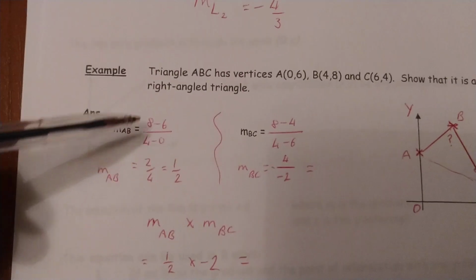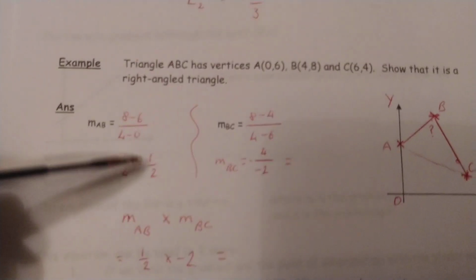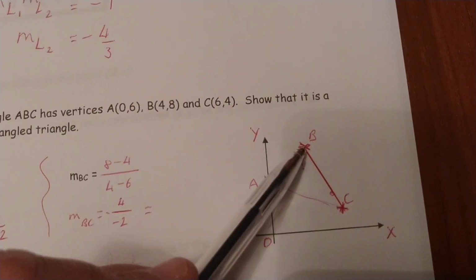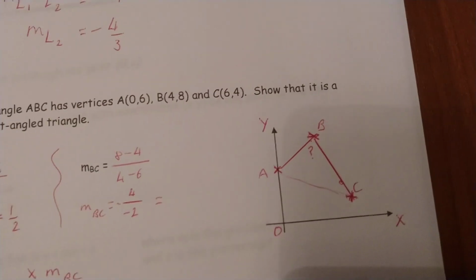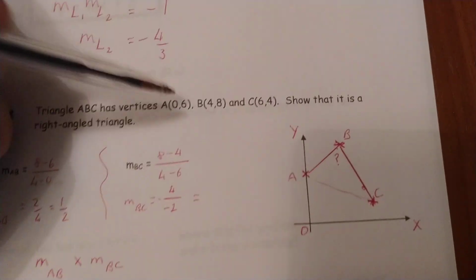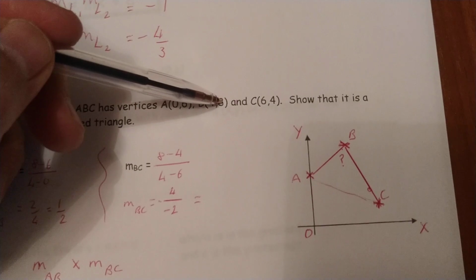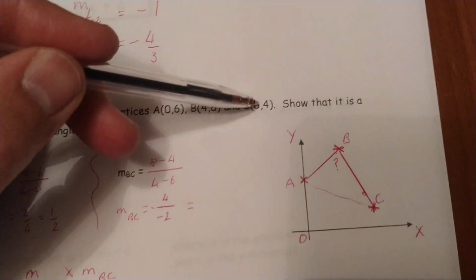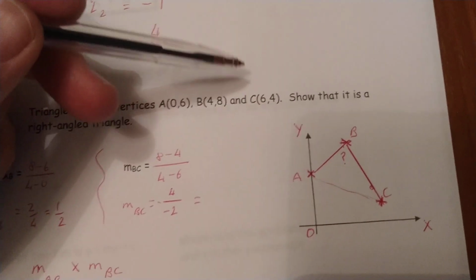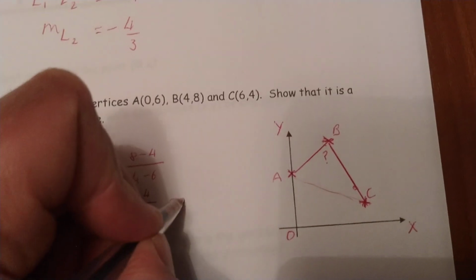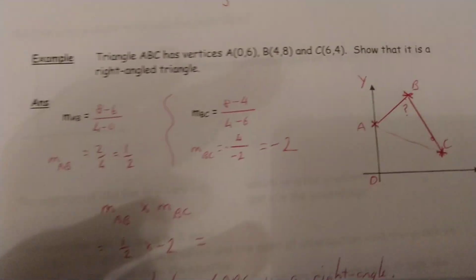I work out the gradient of AB. Gradient of AB, change in y over change in x, works out to be a half. In the same way, gradient of BC, well, you can see it's going down, so it's definitely going to be negative. Change in y over change in x. This time, just for the sake of it, I'll do this as point 2, this as point 1, so 8 take away 4, 4 take away negative 6. Doesn't matter which way around, as we said previously. It's 4 over negative 2, which is negative 2.